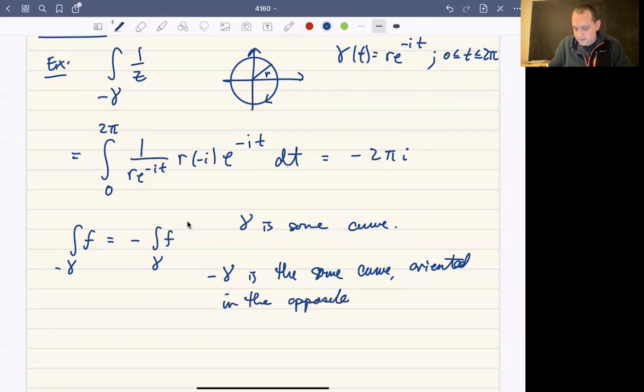And it turns out that this is kind of like when you flip the bounds for integration in Calc 1, you got a minus sign. Well, here we're just reversing the orientation of the path. So it turns out if you reverse the orientation, you get a minus in the integral. Okay, so in the next video, let's talk about some general properties that these integrals have.